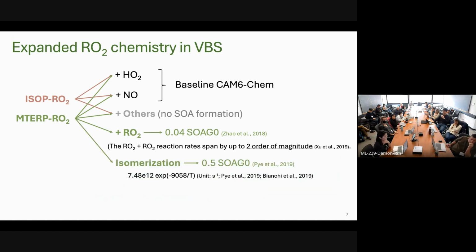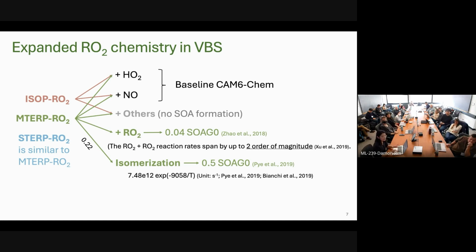And finally, we include the isomerization of monoterpene RO2s. We assume they form 50% of SOAG0, and the reaction rates are shown there. It is noted that this rate is much faster than the bimolecular reactions. So isomerization tends to form a lot of SOA very fast, but not all of the RO2s can isomerize. Here we assume only 22% of the monoterpene RO2 can undergo isomerization, and this is another very important uncertainty. We also treated the sesquiterpene RO2s, but we don't know too much about them, so we assume they are the same as the monoterpene RO2s.